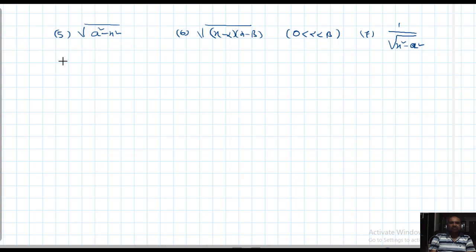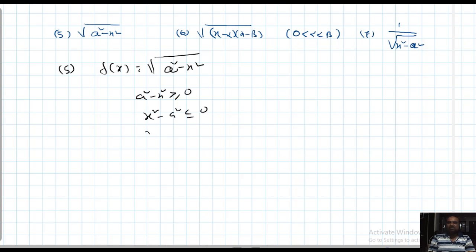Okay. So here is the fifth problem. f of x is equal to root over a square minus x square. Same model. a square minus x square should be greater than or equal to 0, or x square minus a square should be lesser than or equal to 0, or x plus a into x minus a should be lesser than or equal to 0. Or x belongs to closed interval minus a to a, provided a is positive.